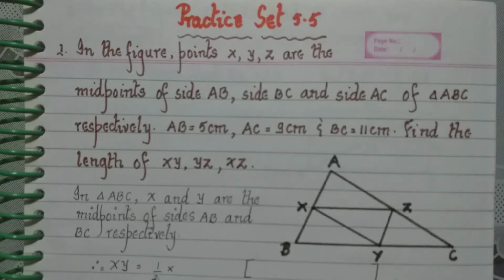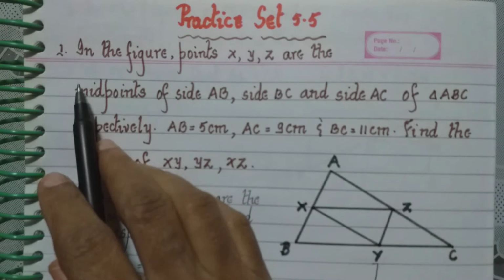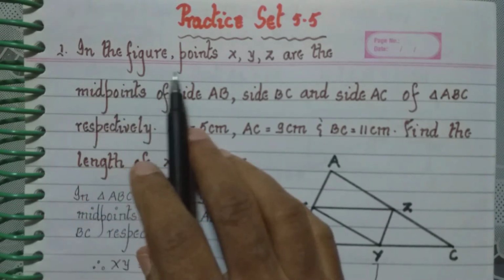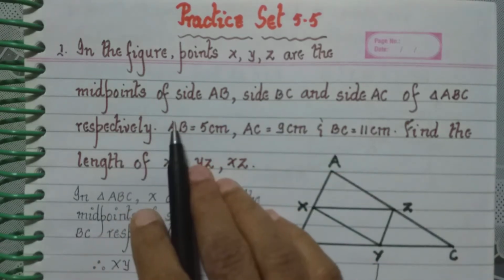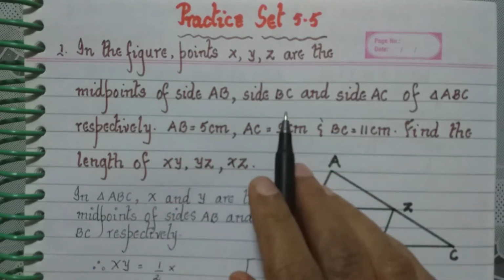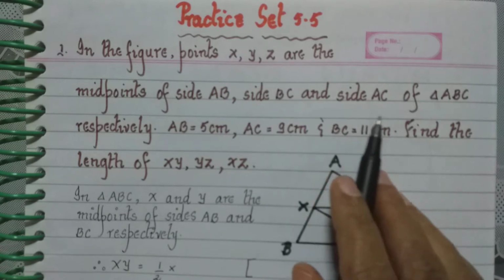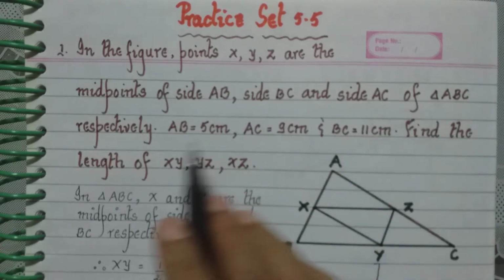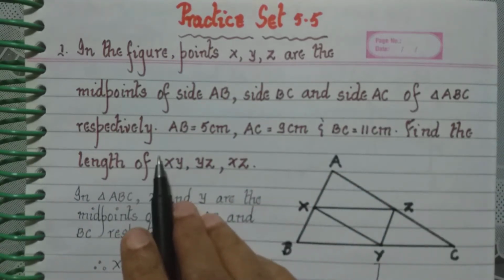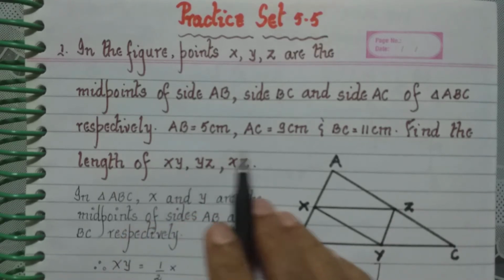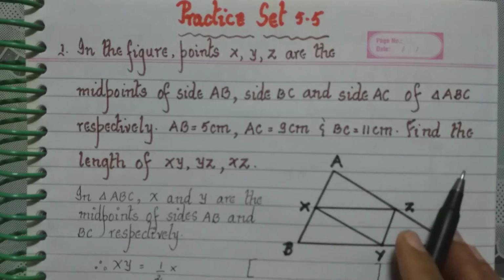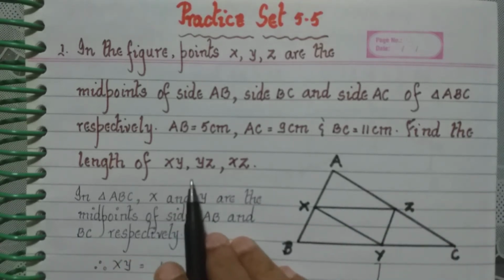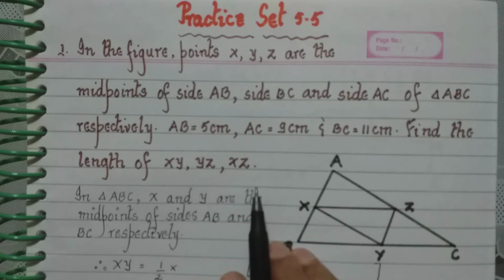Practice set 5.5, question 1. In the figure, points X, Y, and Z are the midpoints of side AB, side BC, and side AC of triangle ABC respectively. AB is 5 cm, AC is 9 cm, and BC is 11 cm. We have to find the lengths of XY, YZ, and XZ.